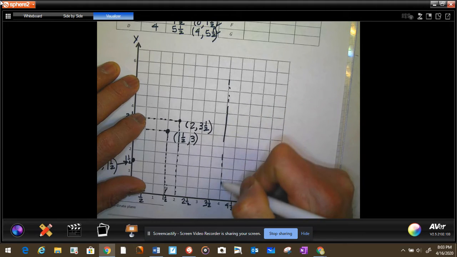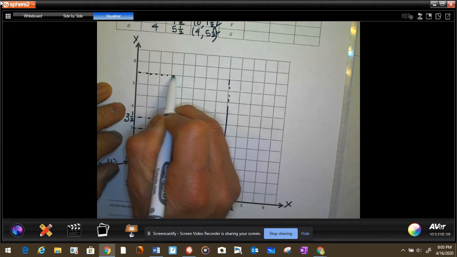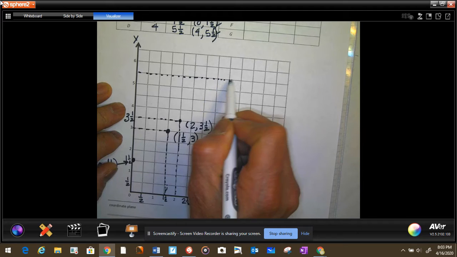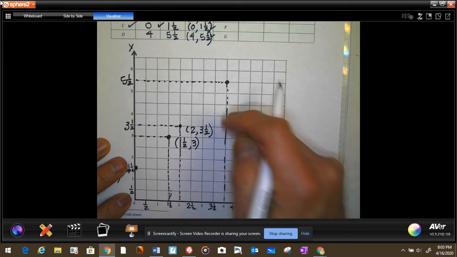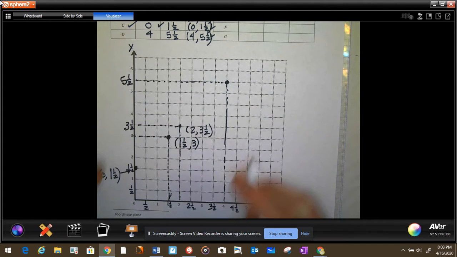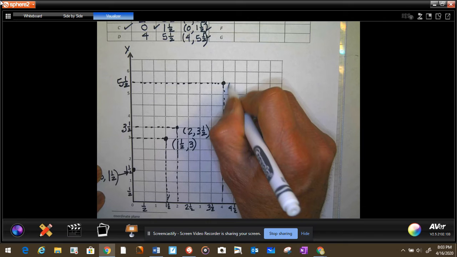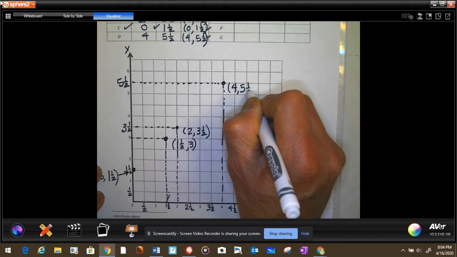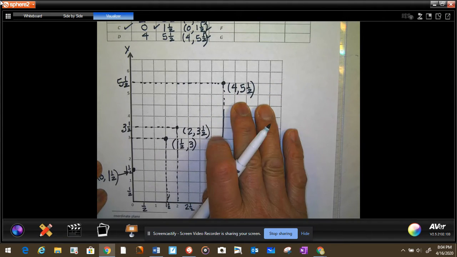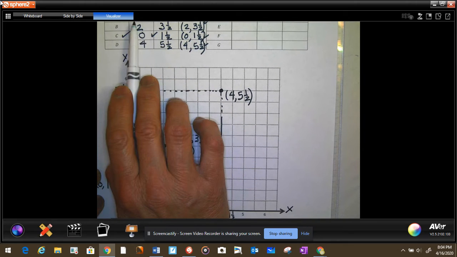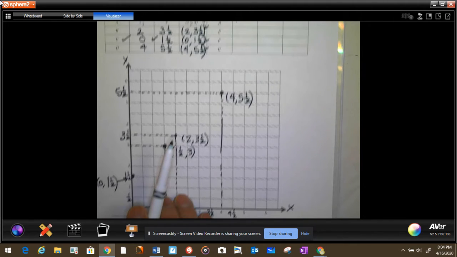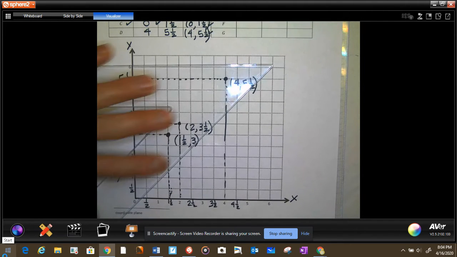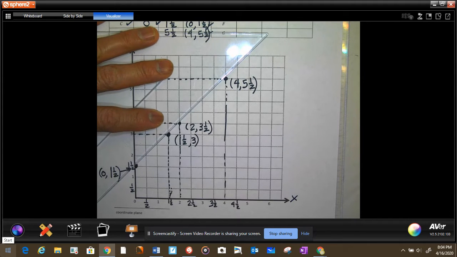We make this line broken because this is just the path to show you how these lines meet. It's not for the lines to be there. These are imaginary lines, and this is where the point is. So this is point 4 and 5 and one half. Notice that we made this by creating the rule following the coordinates given to us. Now we're going to connect the dots to make line L. And there you go.